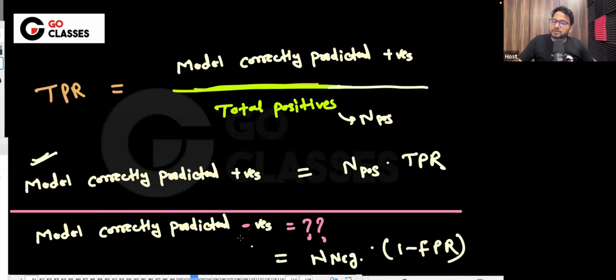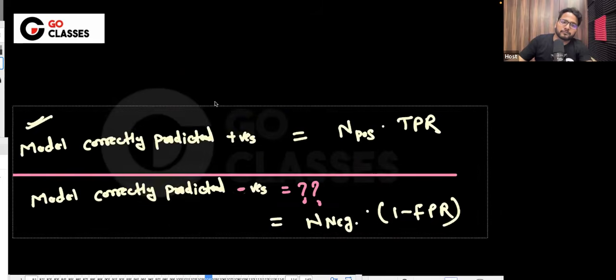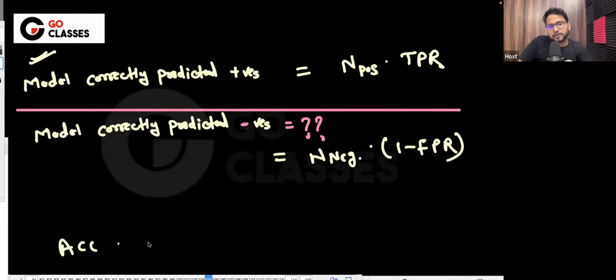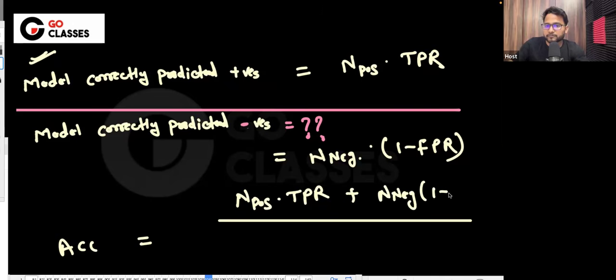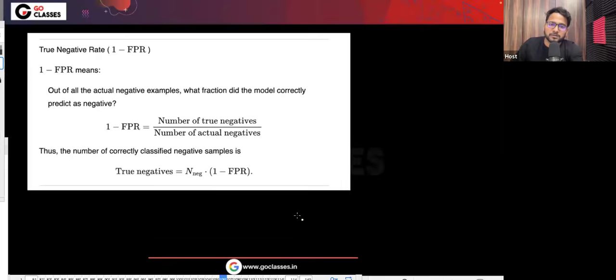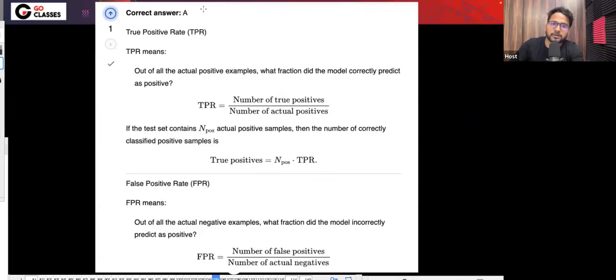Okay. Now I know both of these numbers, so you can just take the summation divided by N_positive plus N_negative. So the accuracy will be how many the model correctly predicted positives plus how many the model correctly predicted negatives, divided by total negatives and total positives, right? So this is the accuracy. So that's why you can say which option is correct. Okay, A is correct here, right?